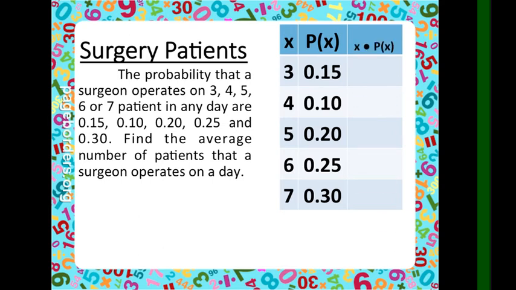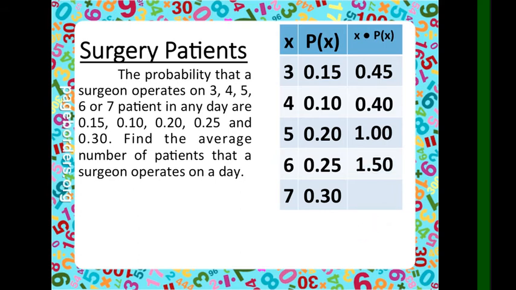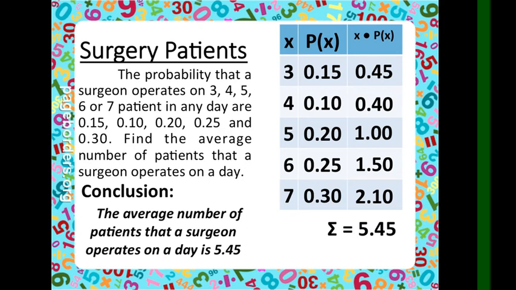So 3 times 0.15 is 0.45, 4 times 0.10 is 0.40, 5 times 0.20 is 1.00, 6 times 0.25 is 1.50, and 7 times 0.30 is 2.10. Add all the numbers so you will get a total of 5.45. We will not divide it anymore because our given numbers are in decimal form, so we can just add them. So now, the conclusion is the average number of patients that a surgeon operates on a day is 5.45.